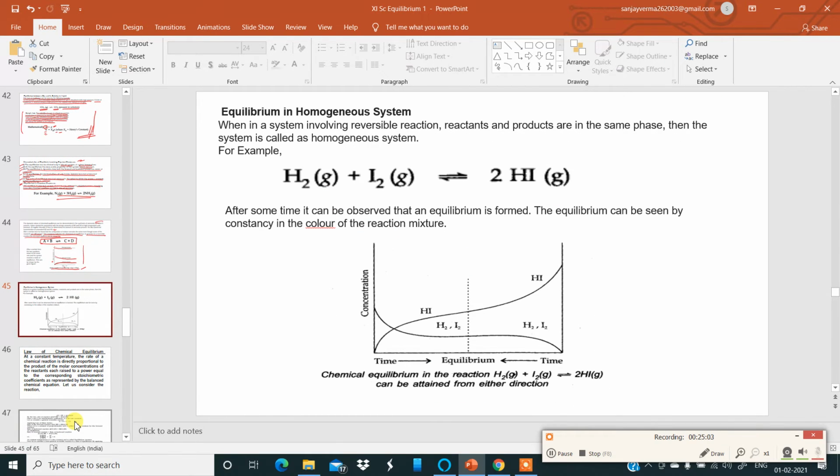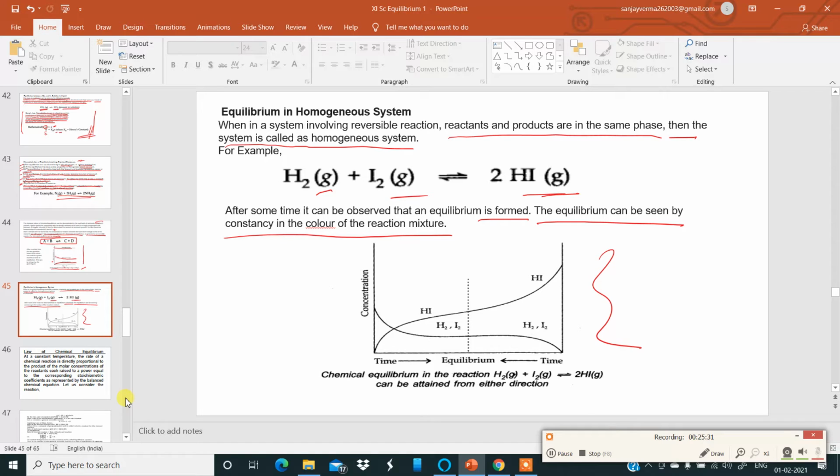Now, equilibrium in a homogeneous system. When in a system involving a reversible reaction, reactants and products are in the same phase, then the system is called a homogeneous system. So same phase: gas, gas, gas. After some time, it can be observed that an equilibrium is formed. The equilibrium can be seen by constancy in the color of the reaction mixture. So the color of the reaction mixture gives us the idea about the equilibrium state.